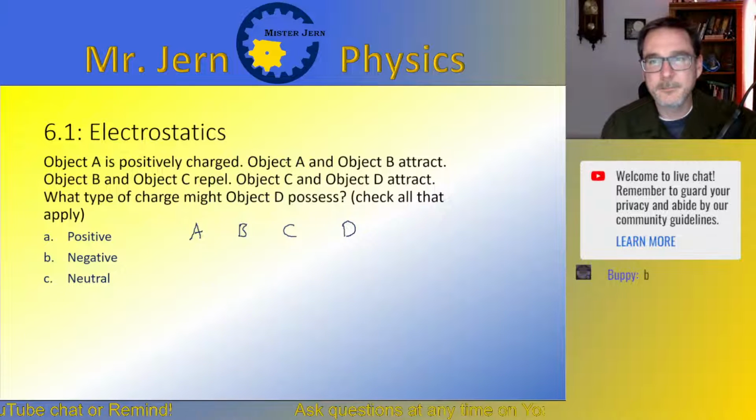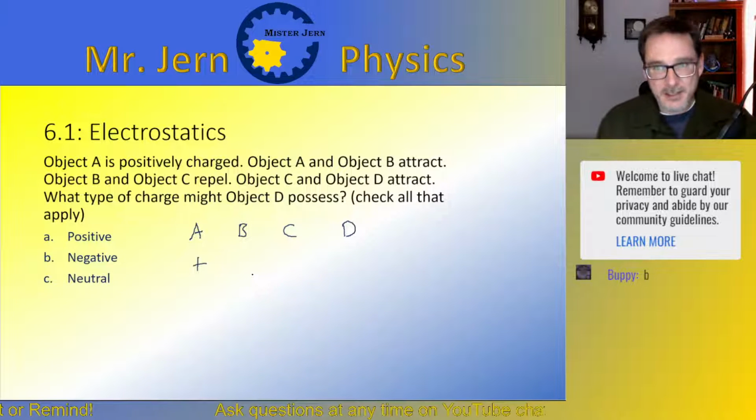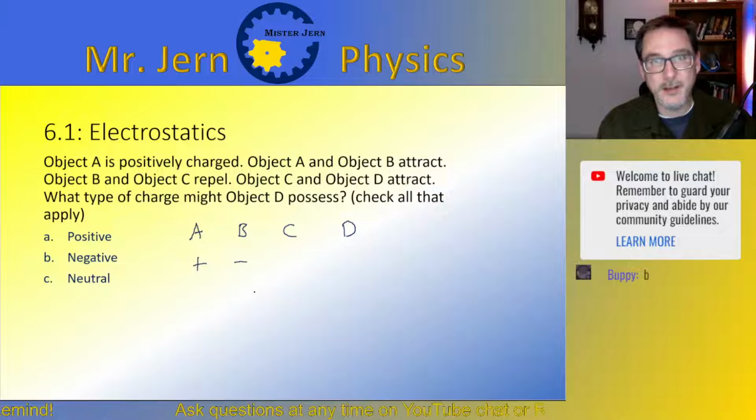Object A and object B attract. It says object A is positively charged right away, so we know that, that is given. It says object A and object B attract. A positive will attract a negative, and it will also attract a neutral. We've got to keep both in mind.